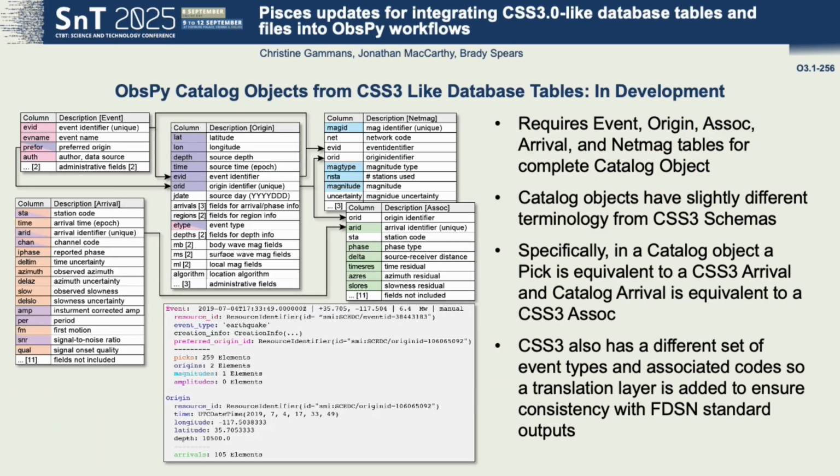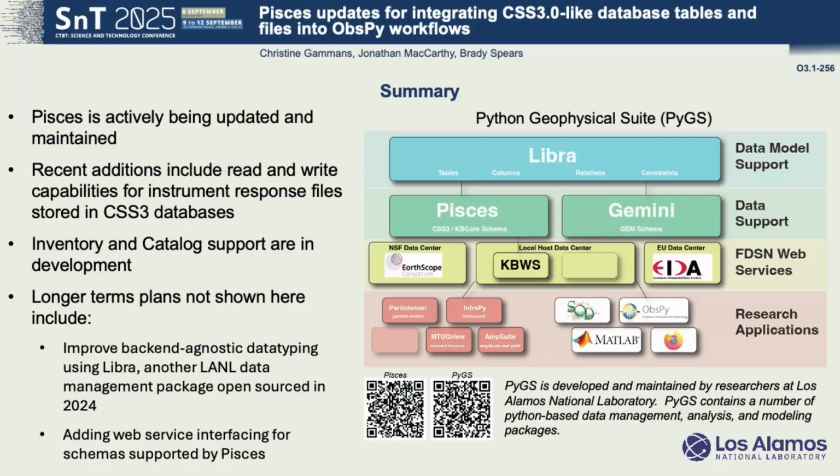Catalog objects have fewer adjustments as a result of differences between QuakeML and CSS3 specifications, but some of the terminology is different. For example, a catalog object pick is equivalent to a CSS3 arrival, and a catalog arrival is equivalent to a CSS3 assoc field. CSS3 also has a different set of event types and associated codes, so a translation layer is added within Pisces to ensure the output is consistent with the FDSN specifications.